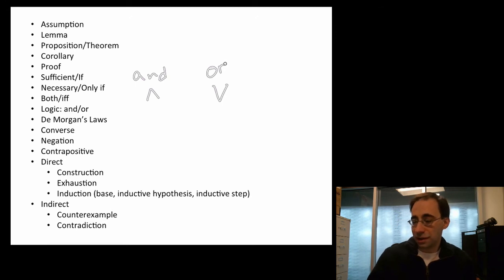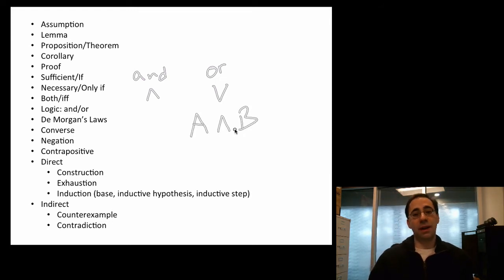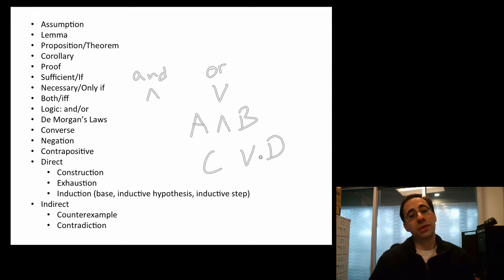So the caret here, the and, looks like an intersection. The or happens when either is true, so that's the union of both sets. So it looks like a union sign. We create compound statements by combining statements with and or. So for instance, this means A and B are both true, whereas this means C or D is true. And means you must have both statements true for the overall statement to be true, and or means you must have either statement, one or the other, or both.